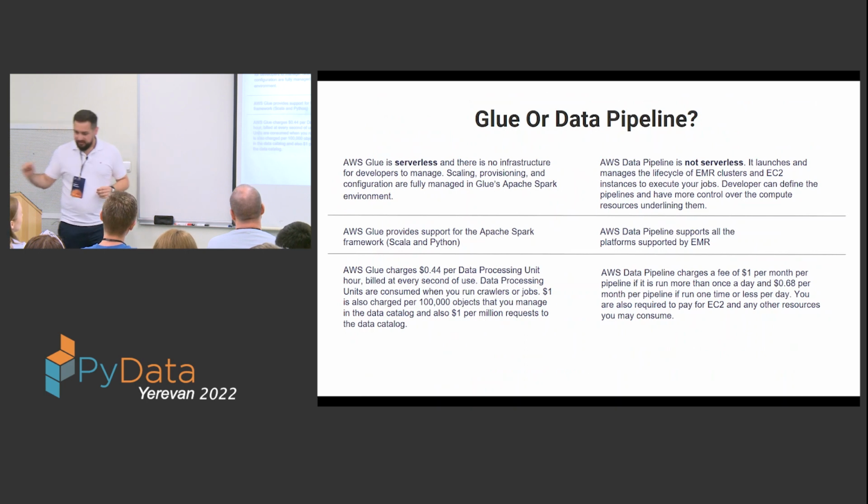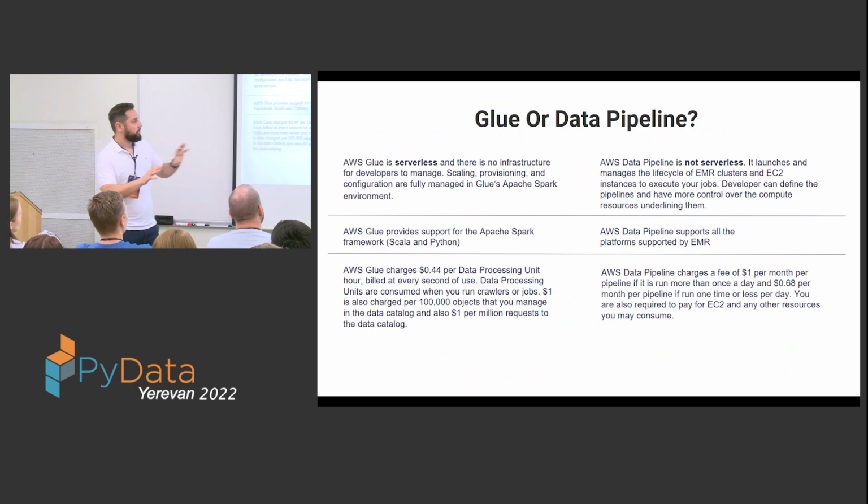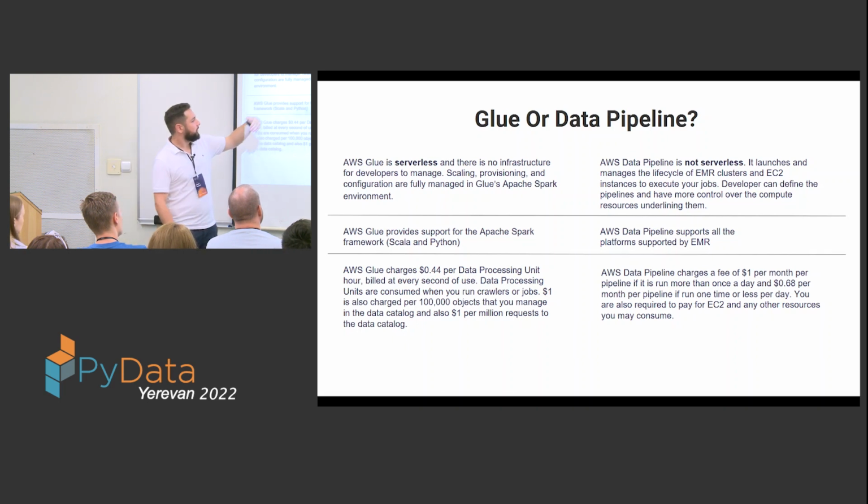But first, let's briefly cover the difference between Glue and Data Pipeline. Glue is serverless, and Glue provides support for Scala and Python. Opposite to Glue, AWS Data Pipeline provides support for all the tools that exist in EMR. It can be Hive, Spark, and so on. And Data Pipeline is not serverless.